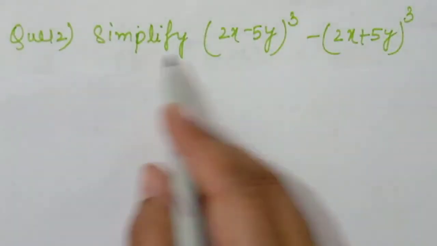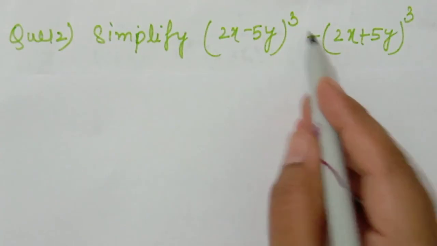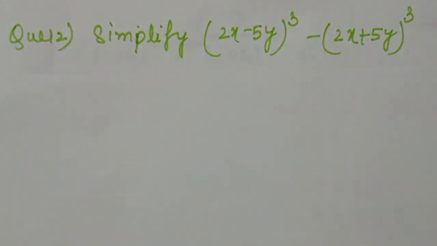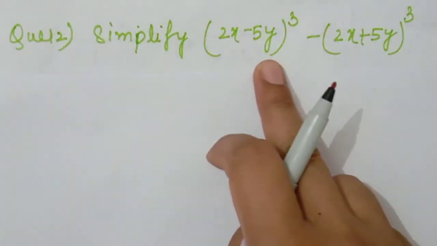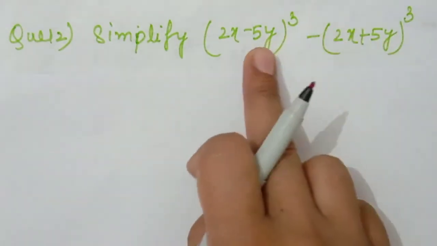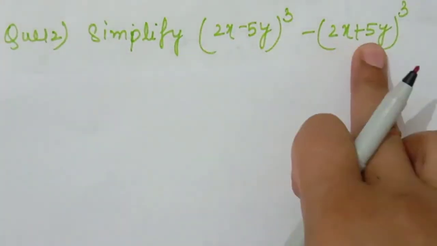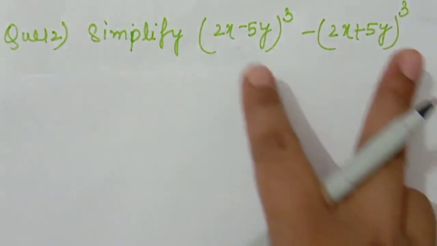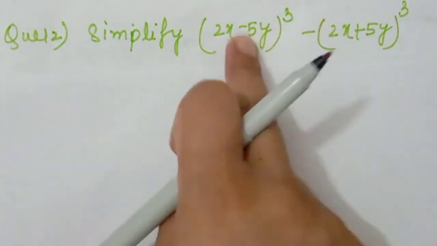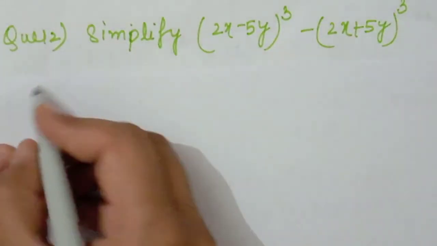Question number 12 is simplify (2x minus 5y) whole cube minus (2x plus 5y) whole cube. We have two different methods to solve this question. We can apply a cube minus b cube, and it is also possible that some students open (a minus b) whole cube first and then (a plus b) whole cube. We can do it with both methods, and both are correct.